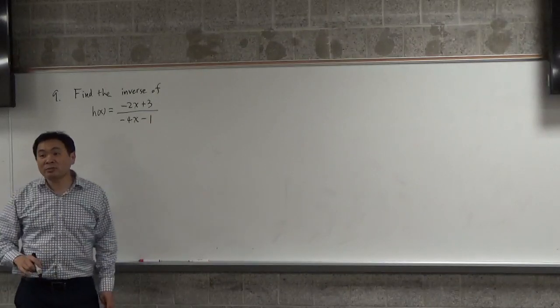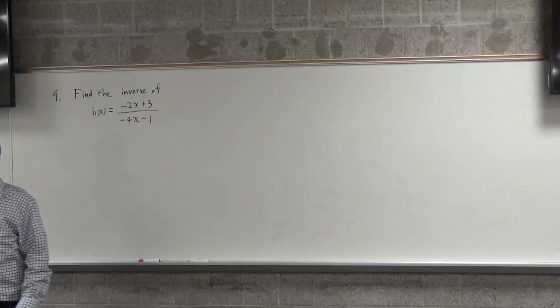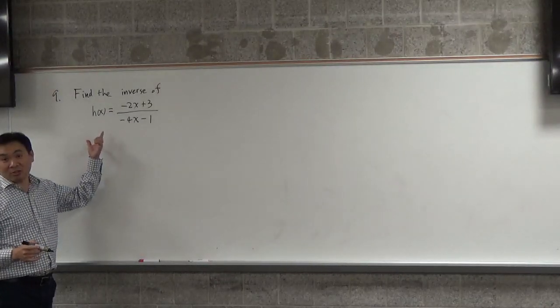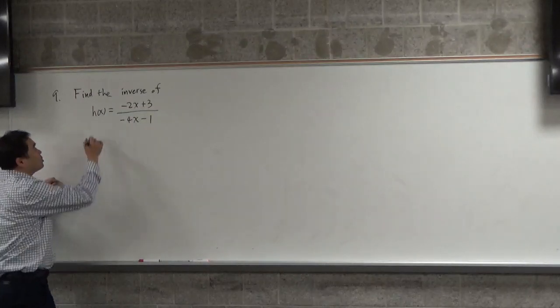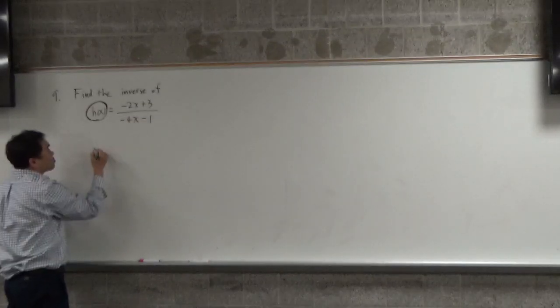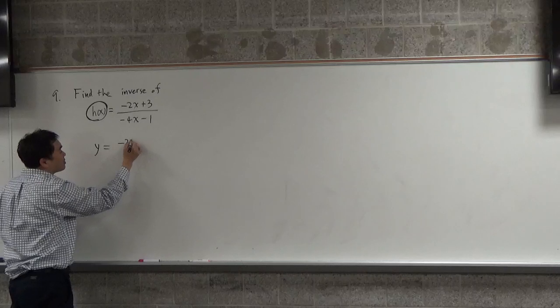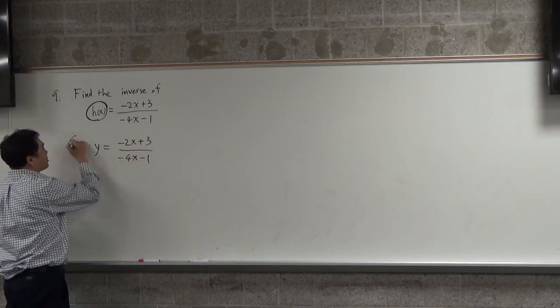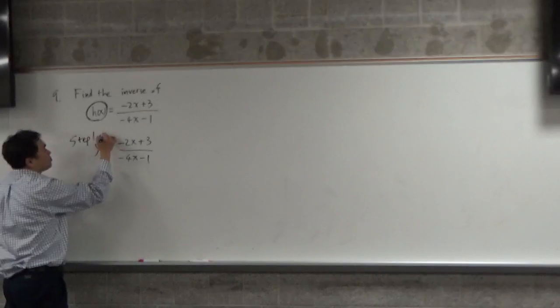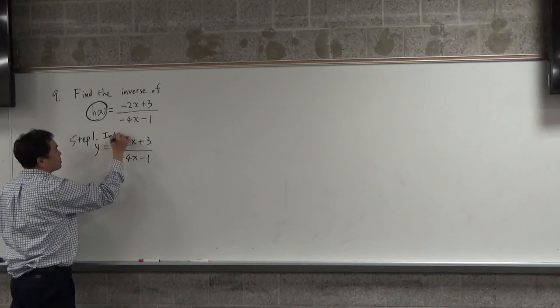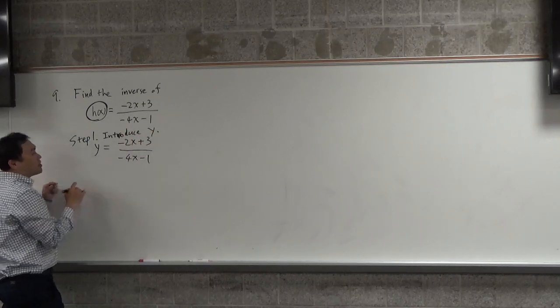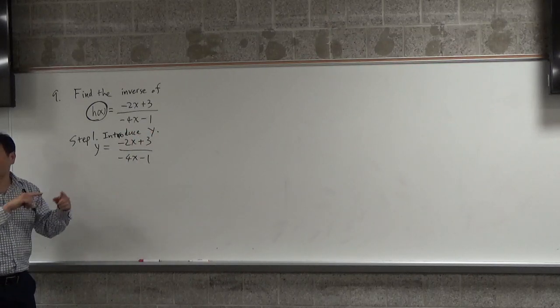Okay, how do you find the inverse function? You switch x and y, but there's no y to switch. So what do you do? Multiply that? No, you replace the function by y. That's how you start, okay? That's the first thing. That's step one. Introduce y. And then only when you have y, you can switch x and y.